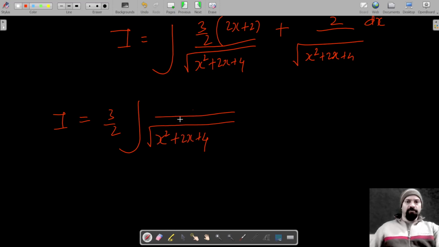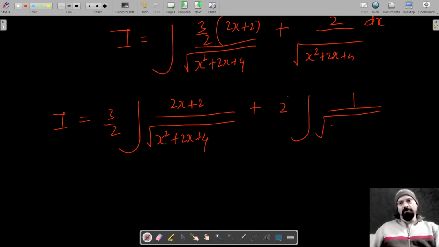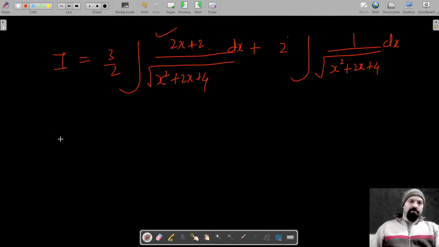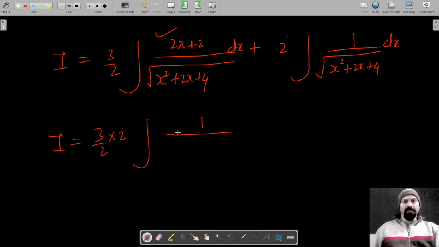This is 2x plus 2 plus 2, where 2 is out. Now the integration of 1 upon under root of x squared plus 2x plus 4 into dx. This is dx. Okay, we can take 2 common here. So I is equal to 3 by 2 into 2 integration of 1 upon. Okay, let's not take 2 common here.